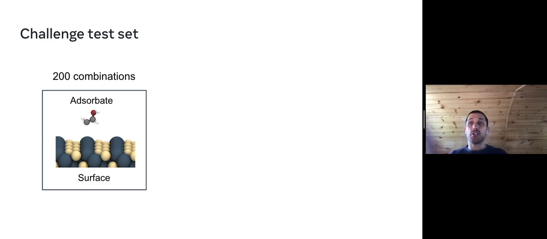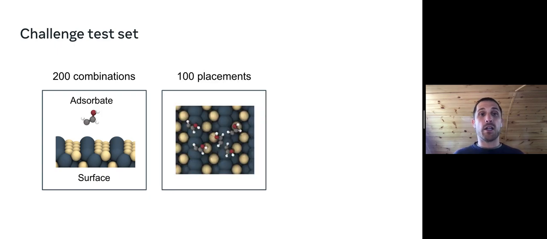For the challenge test set this year, we're going to have 200 adsorbate surface combinations. So you'll need to make predictions on 200 systems. For each system, we're going to release 100 initial placements, and you're not constrained to these placements, but it's a place to get started.